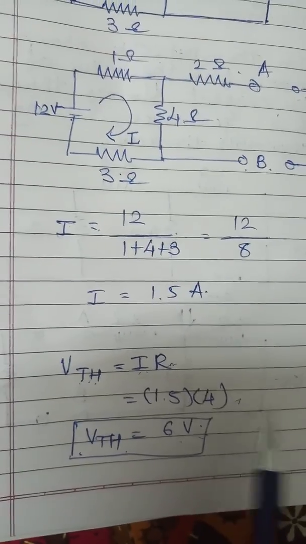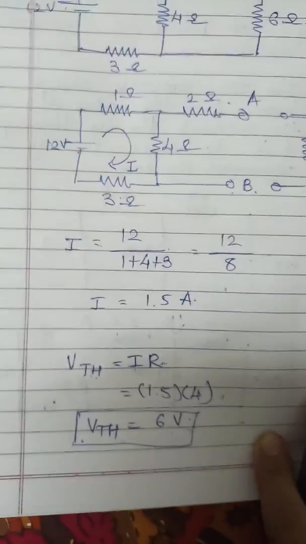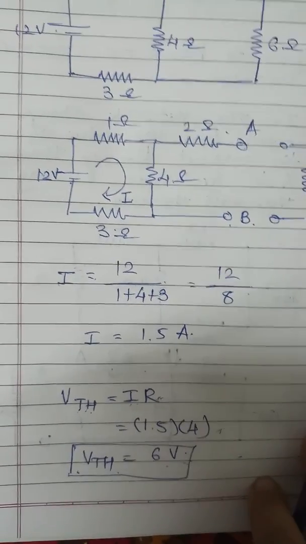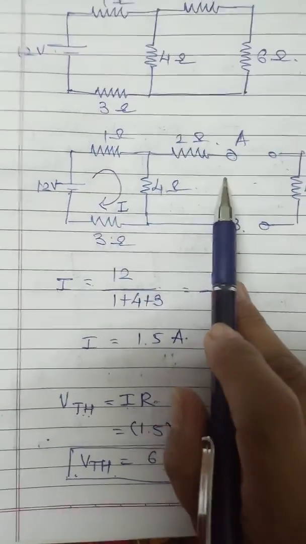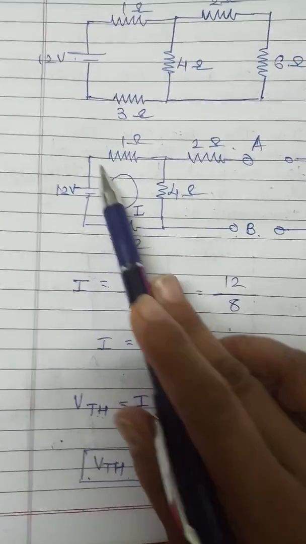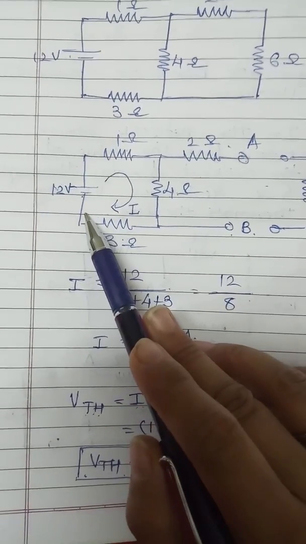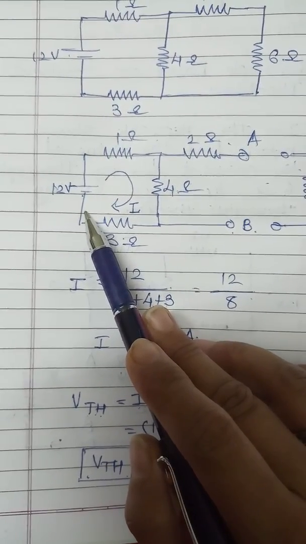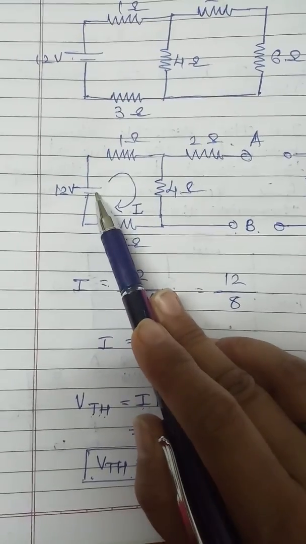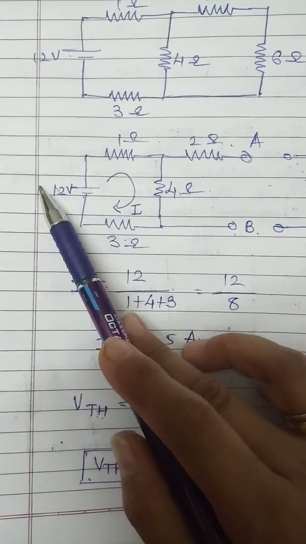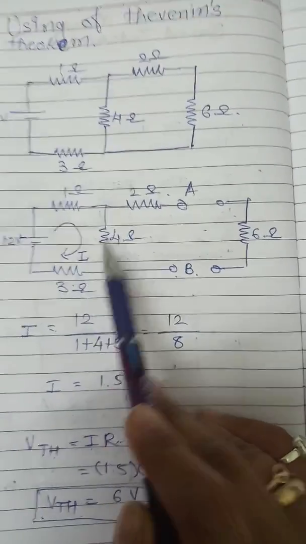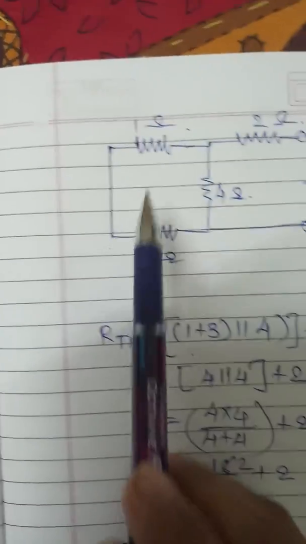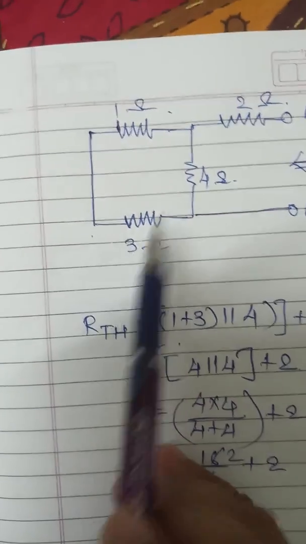Now the second step is to find out the Thevenin equivalent resistance. To find the Thevenin equivalent resistance, in the second step you have to short circuit the voltage source, or if any internal resistance is given, then replace it by that internal resistance. Here the voltage source's internal resistance is 0. So our circuit will be like this. Now here the voltage source is short circuited and the value of the resistances is as it is.